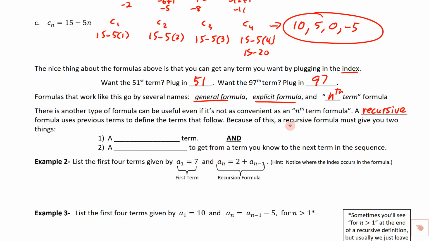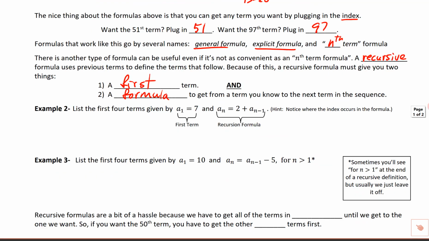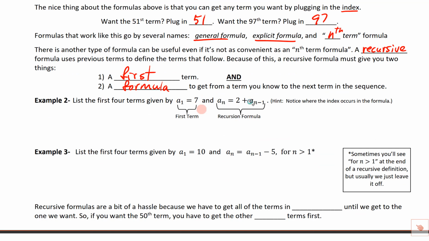And because of this, a recursive formula always has to give you a couple of things. So the first thing is it's got to give you a starting place. In other words, it's got to give you a first term. It's got to give you some place to start. And then it's got to give you a formula to get from one term that you know to the next term in the sequence. So what we're going to do on this one is we're going to do the same thing we did up above, except this is what a recursive formula or a recursion formula, you'll hear it referred to both ways. A recursion formula looks this way, and it's a little bit uglier.